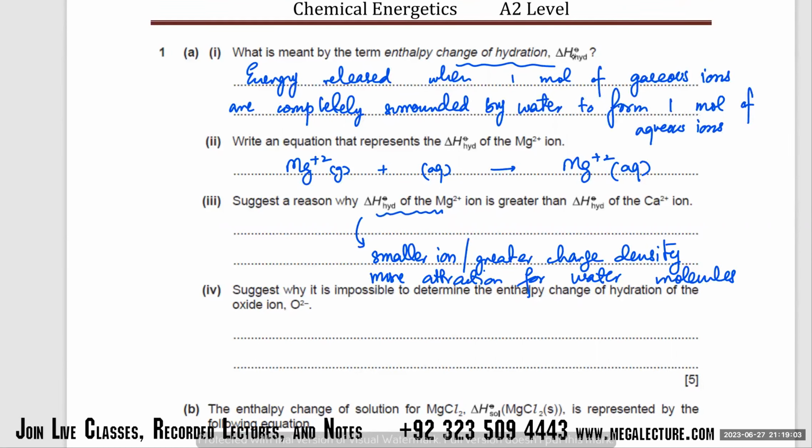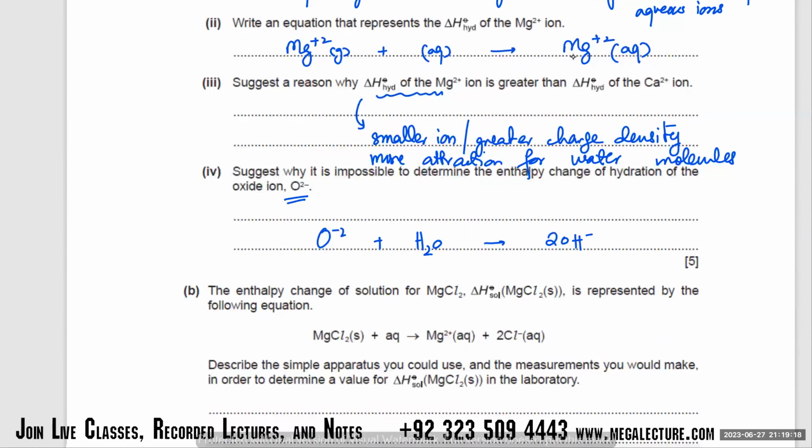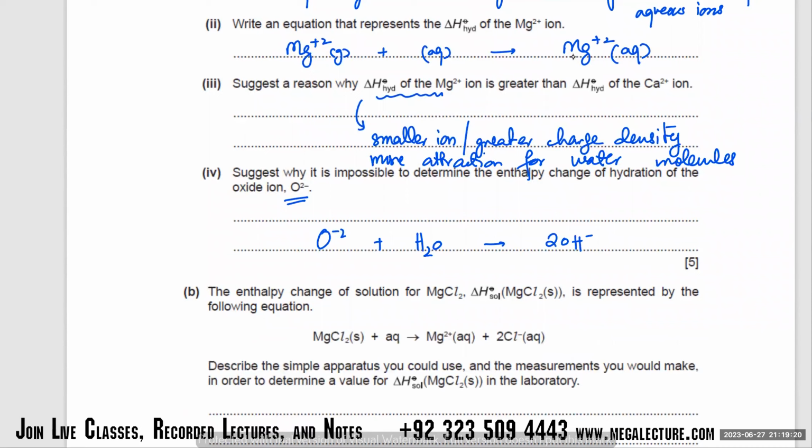और ये उसमें भी लिखा हुआ है कि oxide ion. Why don't you have enthalpy of hydration of oxide ions? Because they don't get surrounded by water molecules. Instead, they actually react with water molecules. So इसलिए you don't actually have an enthalpy of hydration of oxide ions. ठीक है? ये clear है? Yes.